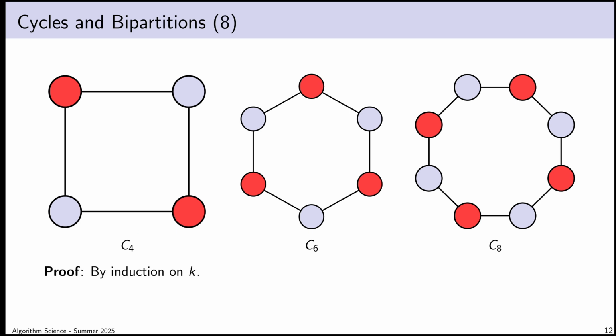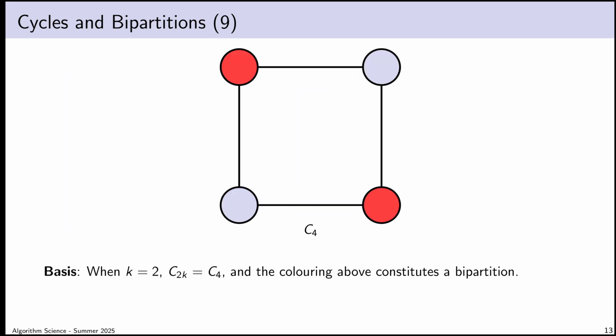So my proof is going to be by induction on k. Now, when k equals 2, I'm talking about C4. And my basis is easy because I can just say, hey, look at my coloring of C4. Therefore, C4 is bipartite. And that's my basis. Okay, good. So we already showed that off with a separate theorem anyway.